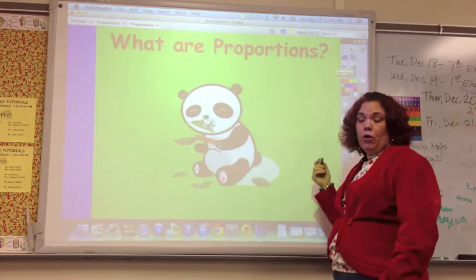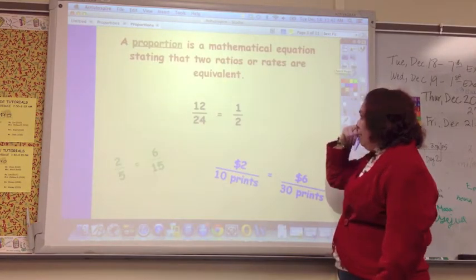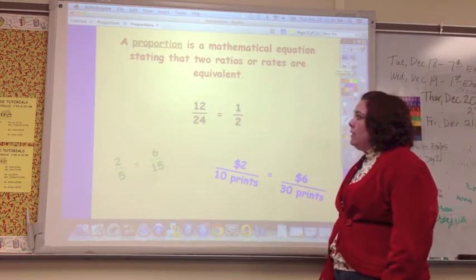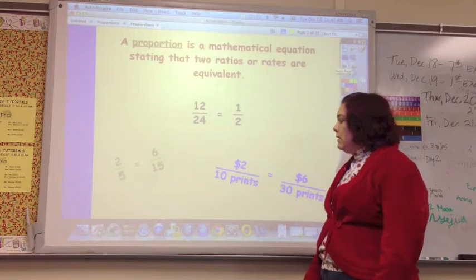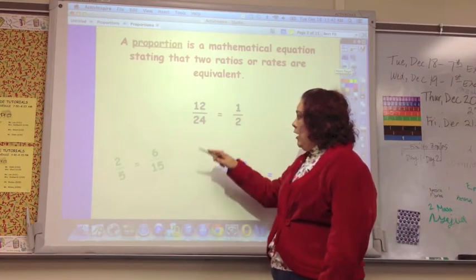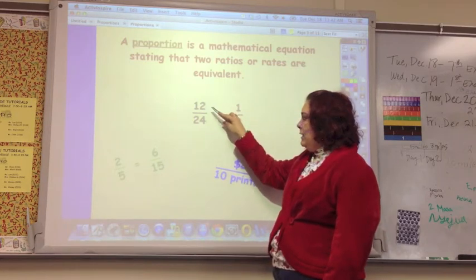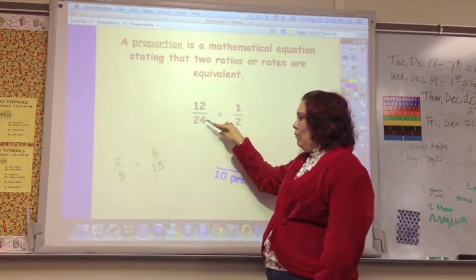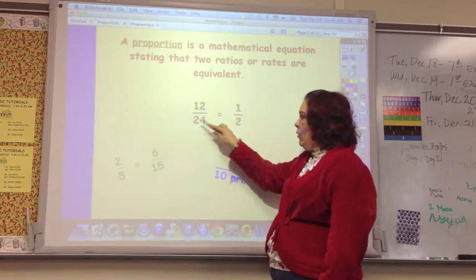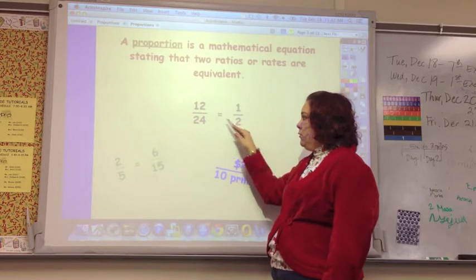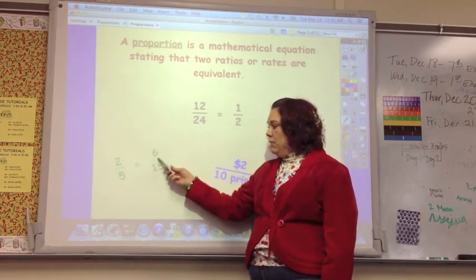So what are proportions? You need to write this in your notes. A proportion is a mathematical equation stating that two ratios or rates are equivalent. So this is saying if you have 12 eggs to 24 rolls, then your ratio of eggs to rolls is 1 to 2 because those are equivalent. It's what they're equal to. 2/5 is equal to 6/15.